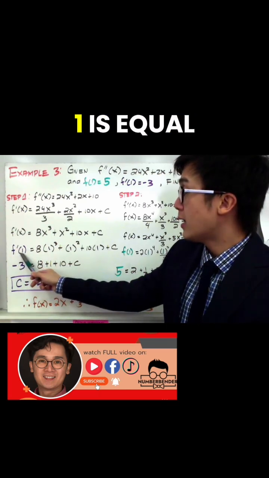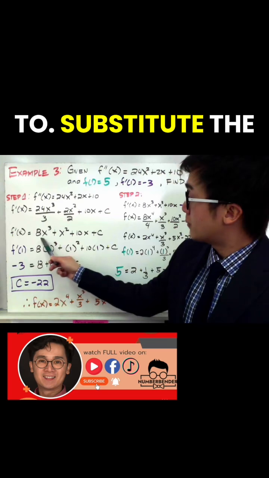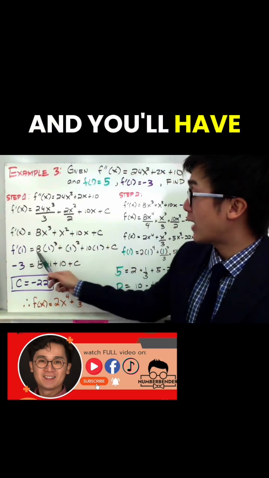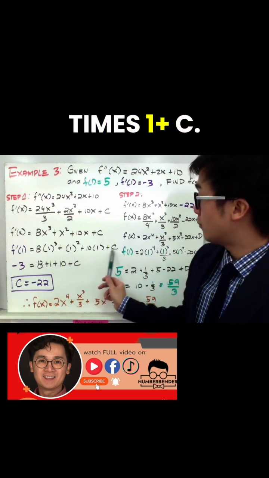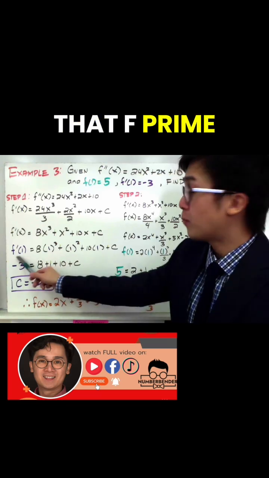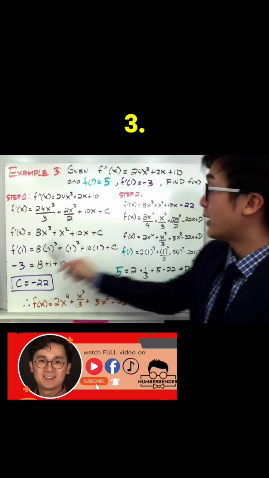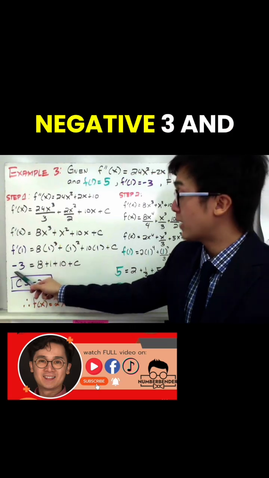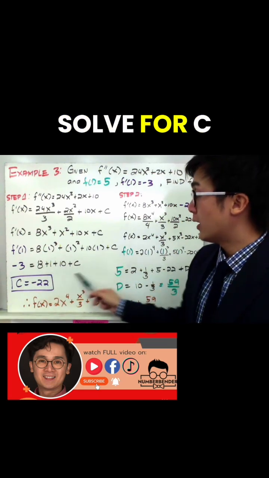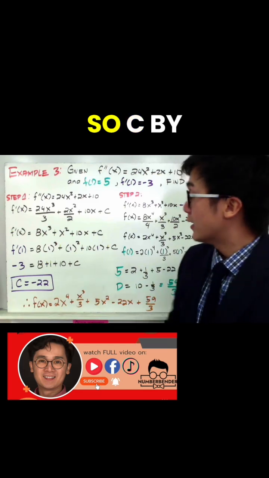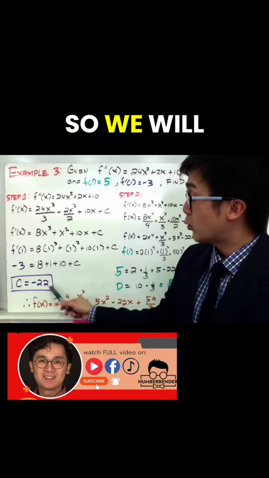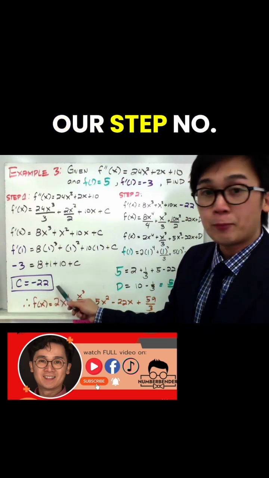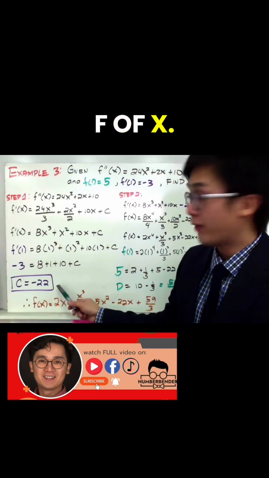F prime of 1 is equal to, substitute the value of 1 to your x's, and you'll have 8 times 1 cubed plus 1 squared plus 10 times 1 plus c. And we know that f prime of 1 is equal to negative 3, so we can change f prime of 1 into negative 3 and solve for c, or the constant c. So c, by solving the equation, is equal to negative 22. So we will use this in our step number 2 to be able to find f of x.